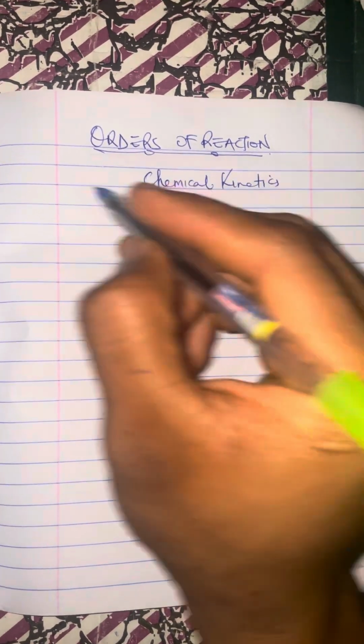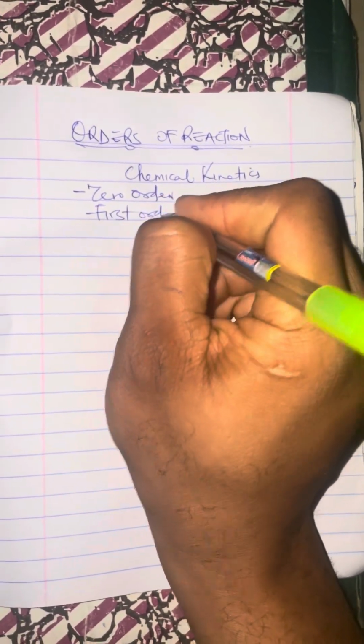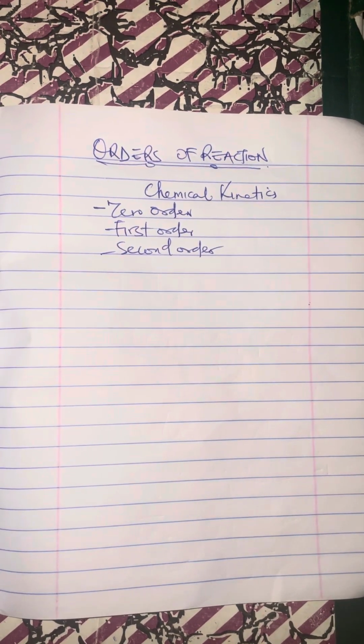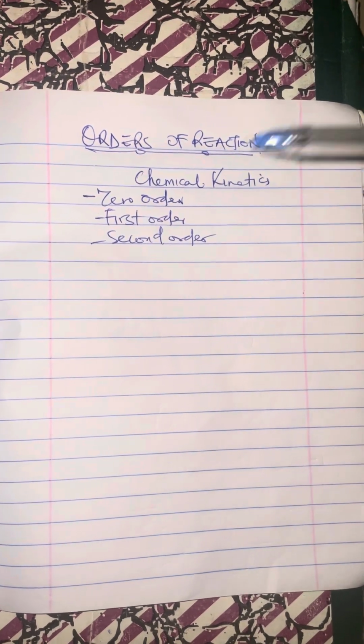So we have three orders of reaction. We have the zero order reaction, the first order reaction, and the second order reaction. Now, I want to let you know that generally in a reaction, the concentration matters a lot as it concerns the rate of the reaction. So concentration is a very huge determinant, a very huge factor that affects the rate of a reaction.